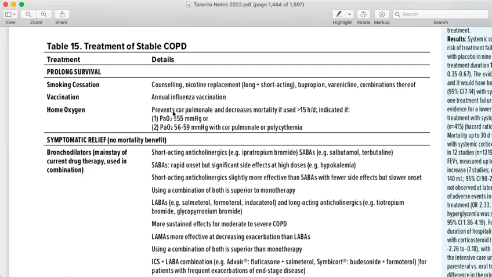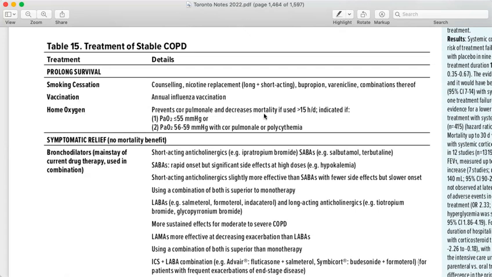Combination therapy can be used. Now coming to combination therapy of nicotine replacement and varenicline, they are talking about these ones. Vaccination, annual vaccination, which one? Influenza. Home oxygen. If you see in Canada, there are a lot of people who have very small cylinders. They're walking around in shopping malls. So they are using home oxygen, which prevents cor pulmonale and decreases mortality.